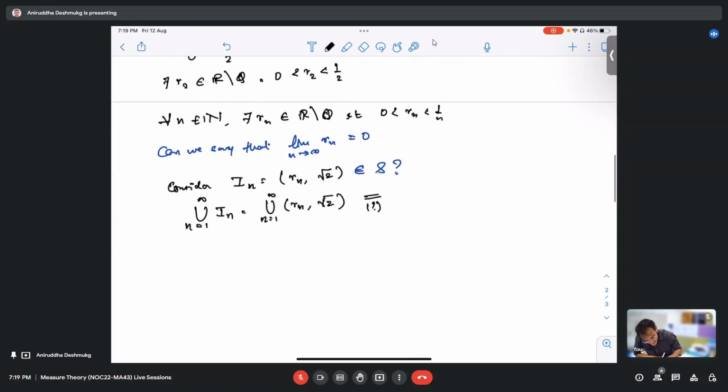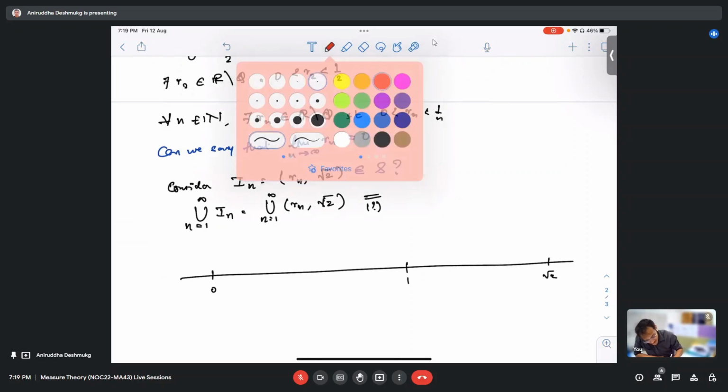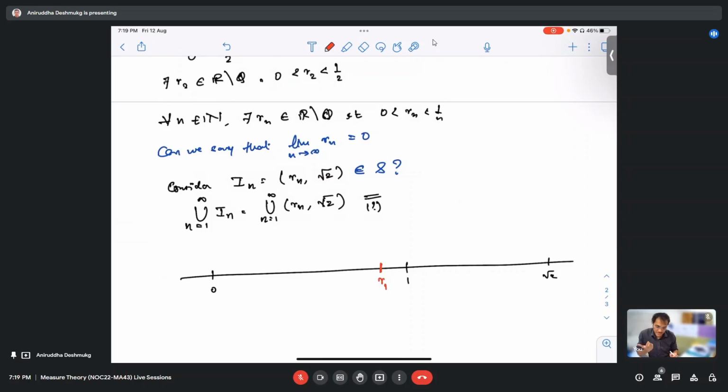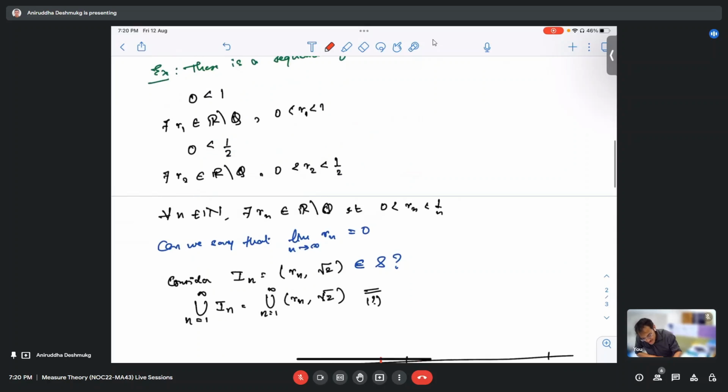So see, let us make a diagram. Somewhere here is 0, here is root 2, here is 1. My first R1 was here, between 0 and 1. My R2 may be somewhere here. In fact, I can change the construction a little: R2 I can make between 0 and R1, and similarly Rn I can make between 0 and Rn minus 1. Okay, let us keep that original construction.